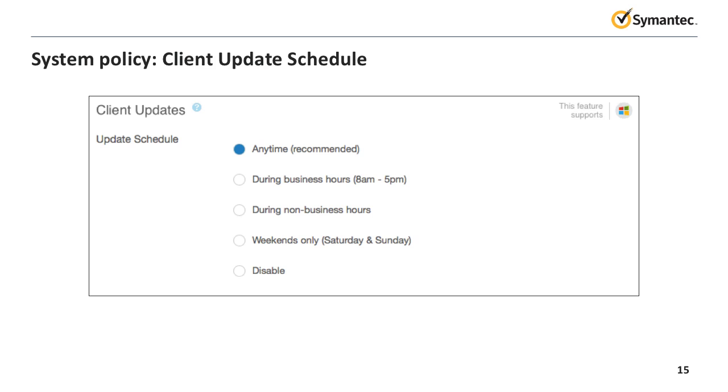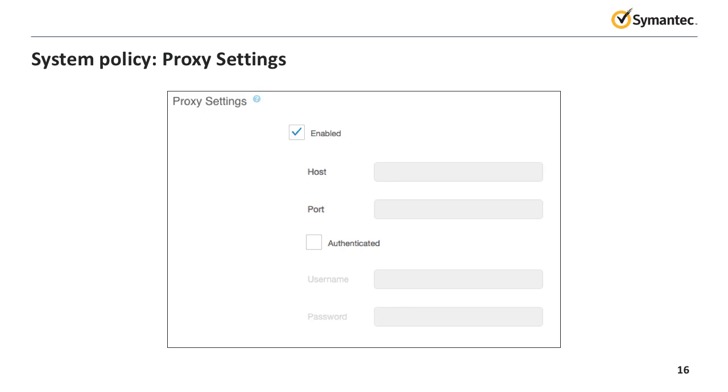You can use this system policy setting to schedule client updates to reduce any negative impact that security updates may have. If a company uses a proxy server to access the internet, you can use the proxy settings in a system policy to configure access to the proxy by Endpoint Protection Cloud. Provide the IP address and port to use, and if authentication is required, provide the username and password.